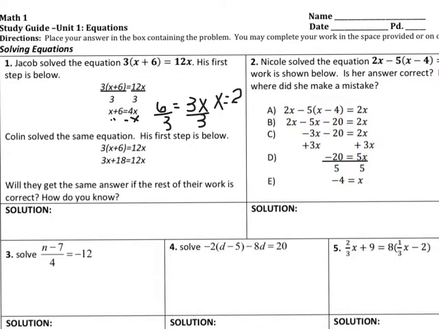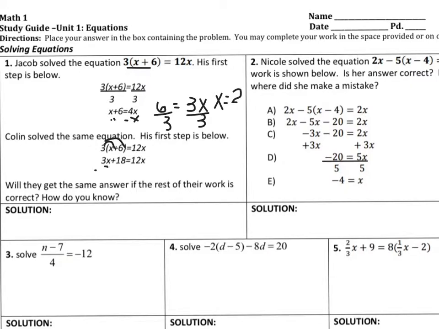Okay, so let's take a look at what Colin did. Given this original equation, what did Colin do differently? So you can tell that Colin has distributed the 3 first. Let's see if he'll get the same answer. So he's left with 3x plus 18 equals 12x.